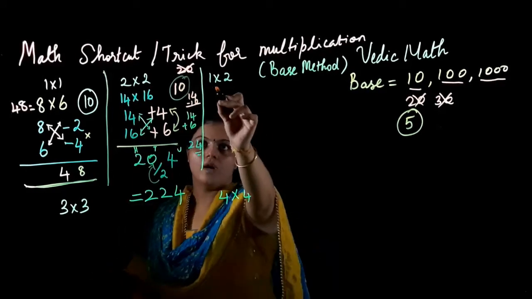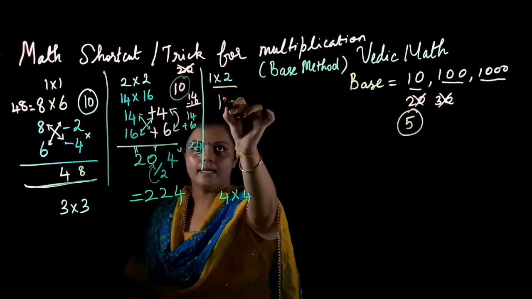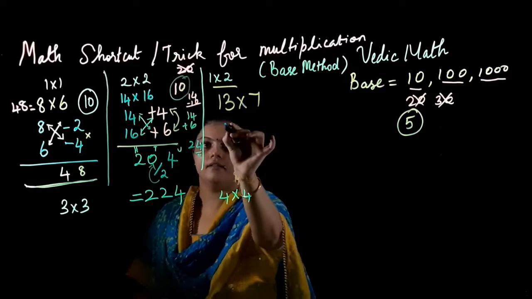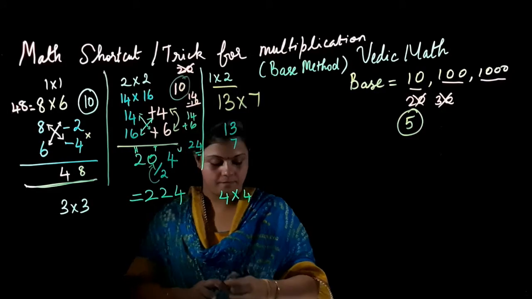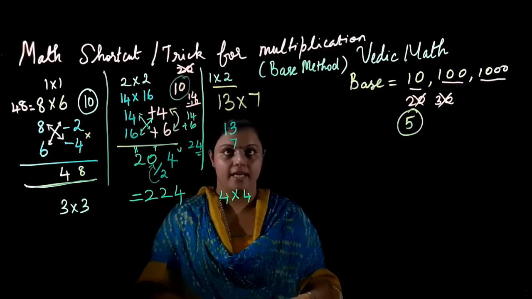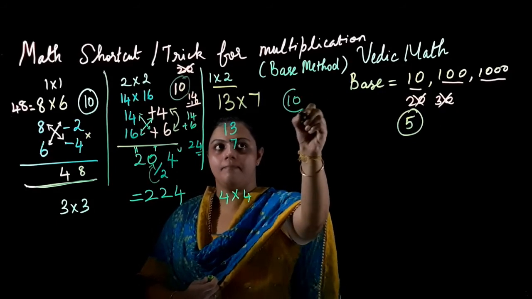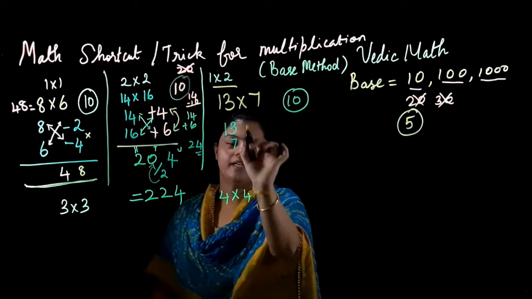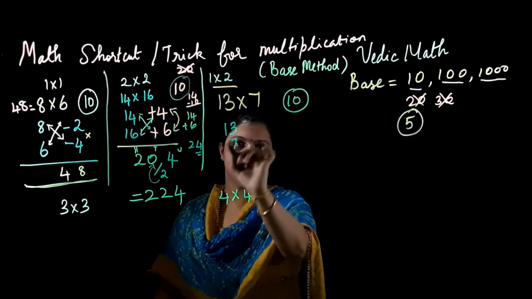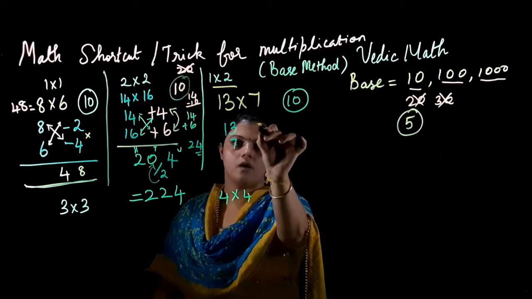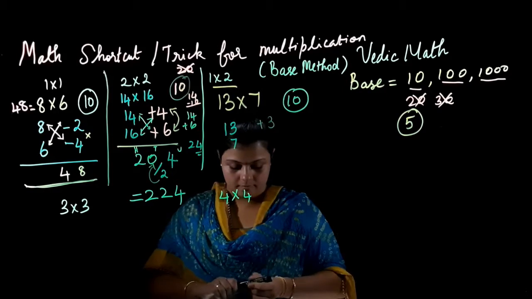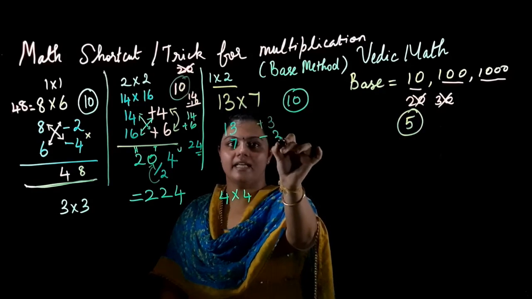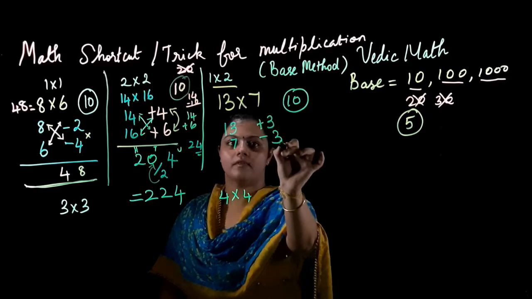Alright, moving on to 1 cross 2 multiplication. We will take an example of 13 into 7. So 13 I am going to write here, 7 I am going to write here. Okay, so now who is going to be the base? Again the number 10 is the base. So I have to find the difference of this given number from 10. I have 13 here, 10 is my base, so the difference is plus 3. Then I have 7 here, 10 is my base, my difference is minus 3. Remember, this is plus 3, this is minus 3.